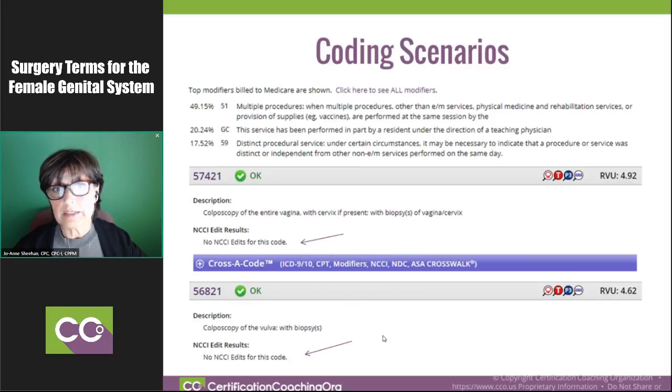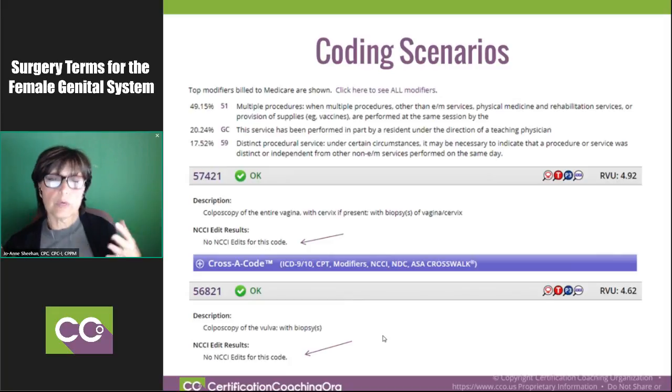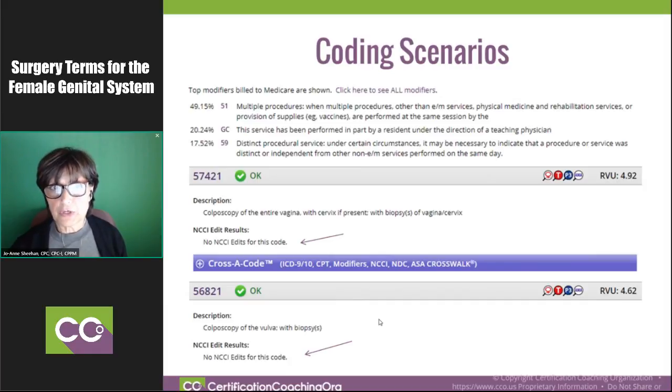The 59 is a distinct procedural service under certain circumstances. It may be necessary to indicate that a procedure or service was distinct or independent from another non-E&M service provided on the same day. So who's to say what other gynecological procedure might have been done where you would add the modifier 59, but the majority of the modifiers is the modifier 51.